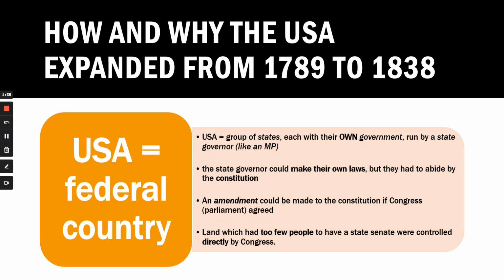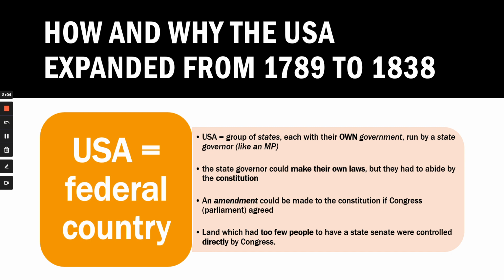So the USA was a federal country, and this means that some laws every single state had to abide by, but some state governors could make their own laws within that state. So as you probably know, the USA is split into states with their own government, which is run by a state governor, which is like an MP. The state governor can make their own laws, but it has to abide by the Constitution because it's a federal country.